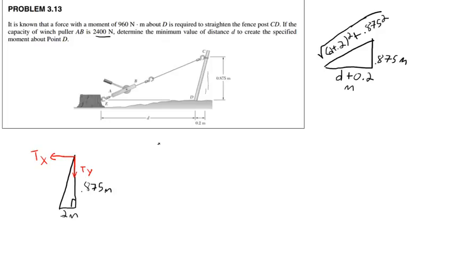Okay. So, but this is kind of a sticky problem. We could solve for the angles and then use law of cosines to figure out the length of d. Let's see. How would that work? So, what you would do first is, you know that the moment is 960. And then you can figure out the length of CD.